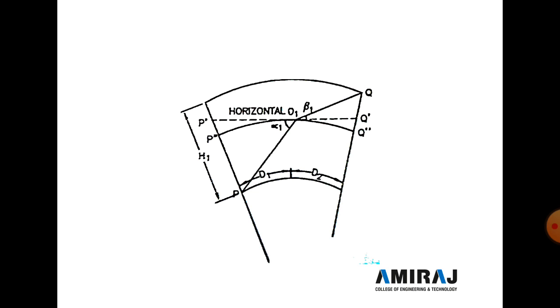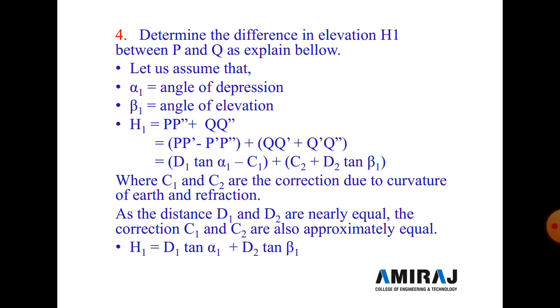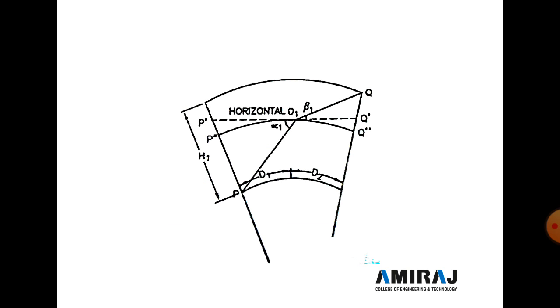Here h1 is the difference of height, and both points are far away from each other. So we set up the instrument at a convenient point O1. At point O1 we set up the instrument, which is the midpoint of P and Q, and here the procedure starts.